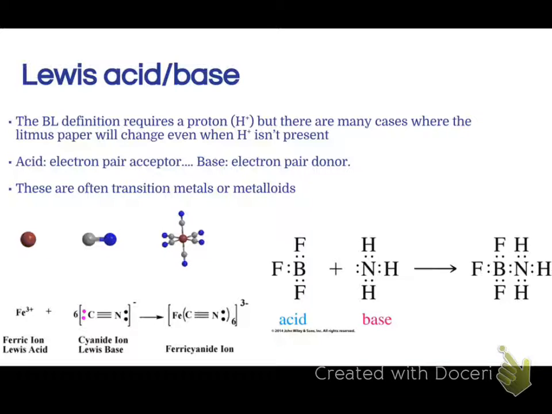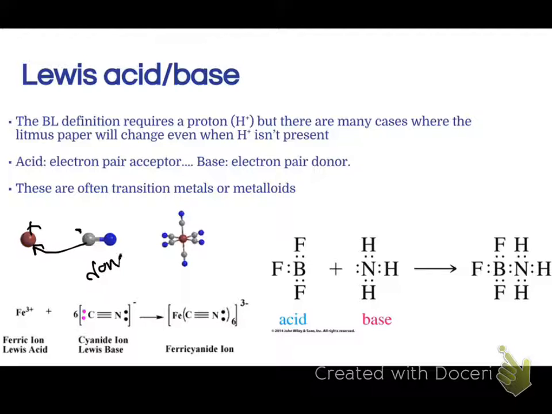Okay, so the Lewis definition is a little bit different because it doesn't actually require that the substance have hydrogen attached to it. For example, on the left here we have iron 3+, which is just a single atom, no hydrogen attached to it. And then we have cyanide, C triple bonded to an N. Now, the cyanide has lots of electrons. It's negatively charged, and the iron is missing 3 electrons, so it's very positively charged. And so what's going to happen is if I have a whole bunch of cyanide around, this negatively charged molecule is going to want to hang out next to the iron because they're opposites. So the electrons on the cyanide are donated to the iron.